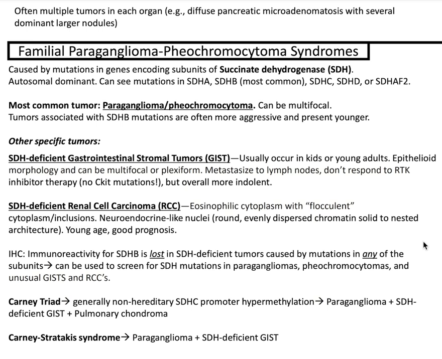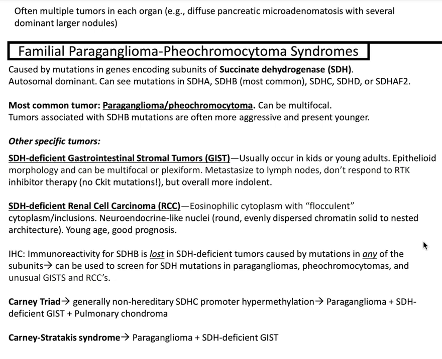And then familial paraganglioma-pheochromocytoma syndromes. These are caused by mutations in genes encoding subunits of succinate dehydrogenase, SDH. It's autosomal dominant. You can see mutations in SDHA, SDHB, which is the most common, SDHC, SDHD, or SDHAF2. The most common tumor is a paraganglioma/pheochromocytoma. It can be multifocal. Tumors associated with SDHB mutations are often more aggressive and present younger.